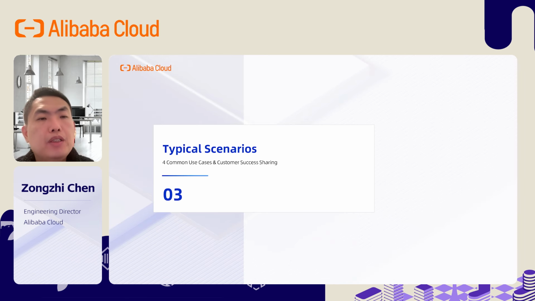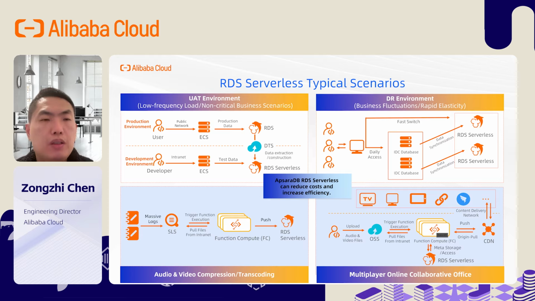In the third part, let me show you some typical scenarios of RDS service. The first is the most general usage, the test environment, because the test environment has low-frequency load and no core business scenario. If you use the provisioned instance, you may waste some resources. So you can use the RDS service in your test environment and use the provisioned version in your production environment.